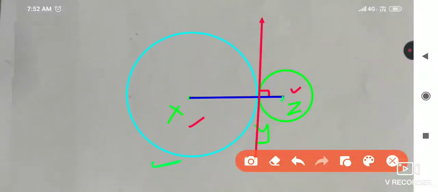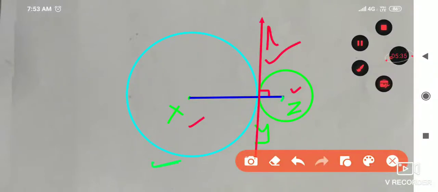So the circles with centers x and z are touching circles, and this line, suppose I name it L, is a common tangent for both circles. The point common to the circles and the line is called the common point of contact. So point y is the common point of contact. After this we will see the externally touching circles. Now we will see the activity of internally touching circles.